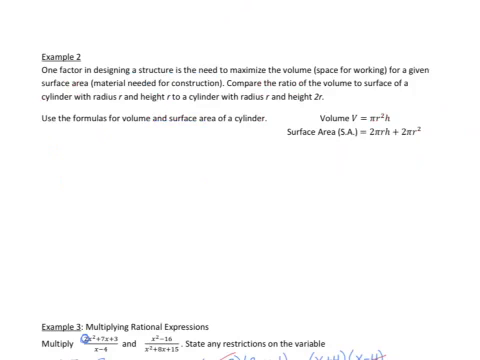All right, for this example 2, it says one factor in designing a structure is the need to maximize the volume, so the space for working, for a given surface area, the material needed. So we want to maximize our space for the materials we have. To do this, we're going to compare the ratio of volume to surface area of a cylinder with radius r and height r to a cylinder with radius r and height 2r. So basically, we're trying to figure out, is it better for our height to be bigger or not?